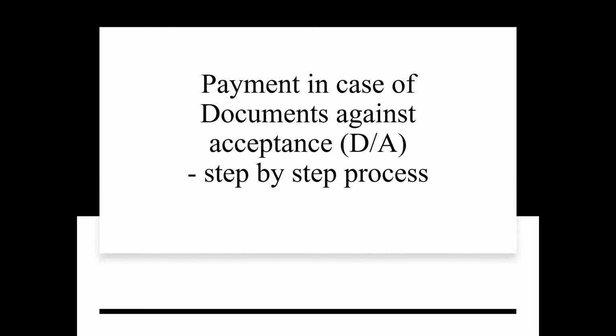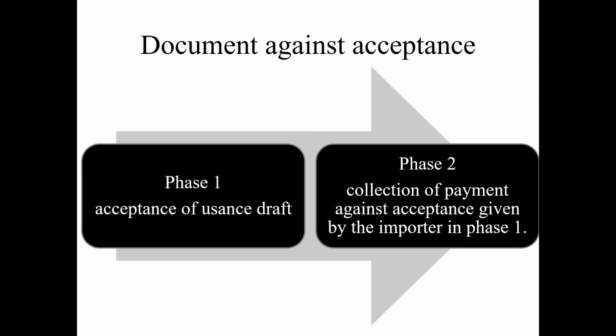Okay, now let's move to another payment method under documentary collection, also known as document against acceptance. Payment is realized in case of document against acceptance in two phases. Phase 1 is related to acceptance of the usance draft, wherein the exporter sends the shipping documents and usance draft through the banks to the importer, and the importer accepts to make payment at a future date. And phase two is the process involved in collection of payment against the acceptance given by the importer in phase one.